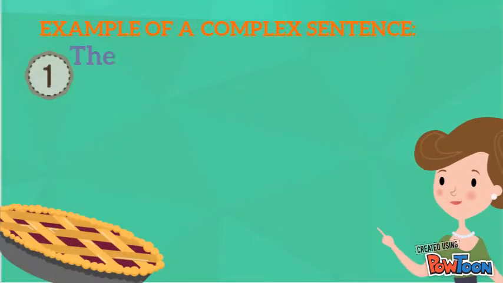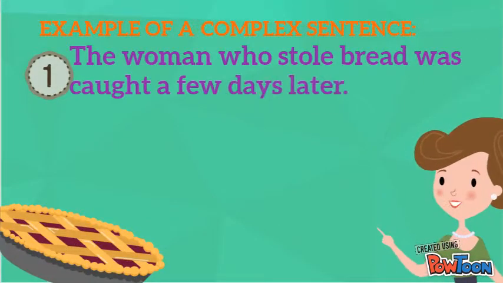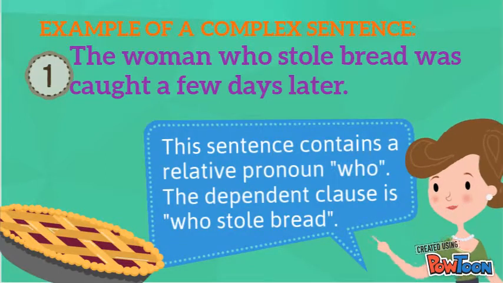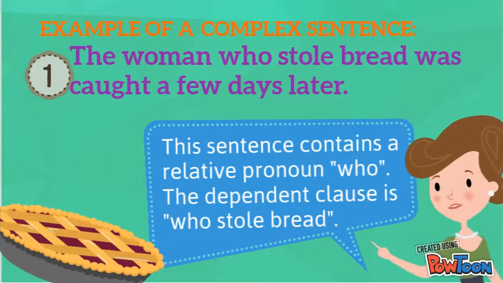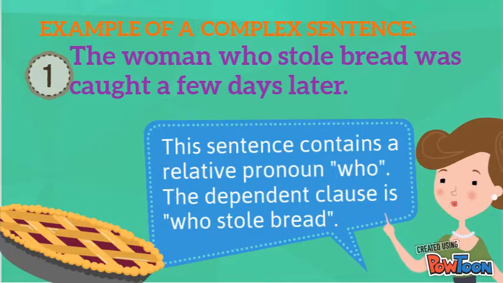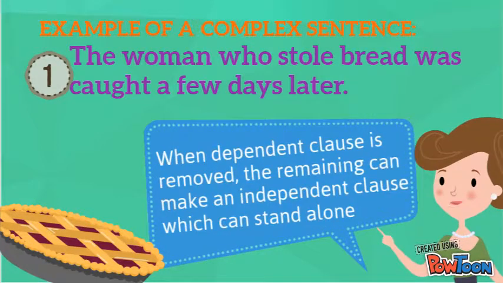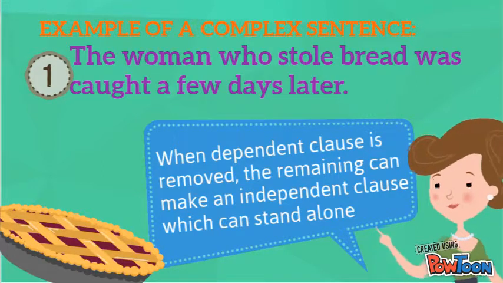Example number 1. The woman who stole bread was caught a few days later. This sentence contains a relative pronoun, who. The dependent clause is who stole bread. When the dependent clause is removed, the remaining part can make an independent clause which can stand alone.